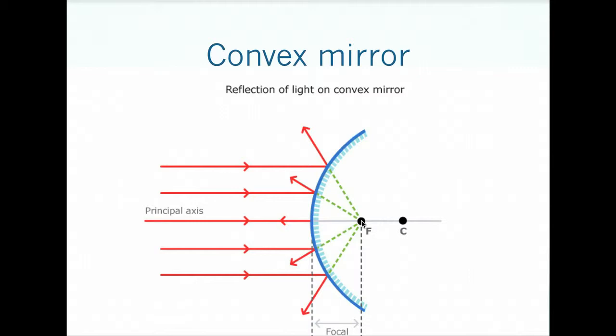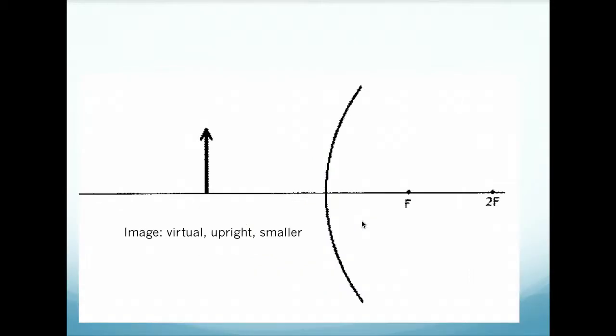You're not Alice. Anyway, so the idea is the same. Anything that came in parallel will bounce back through the focal point. If it was intended for the focal point, then it will bounce back parallel. So here's how you do it. Your images for this type of mirror are always virtual, always upright, and always smaller.